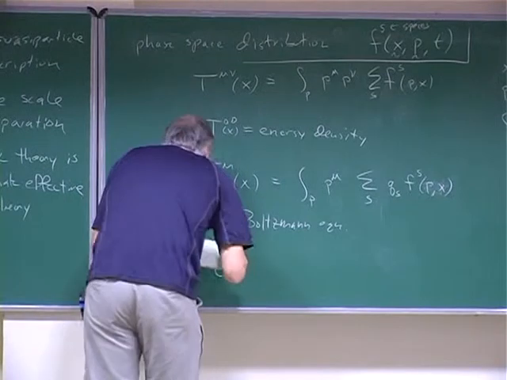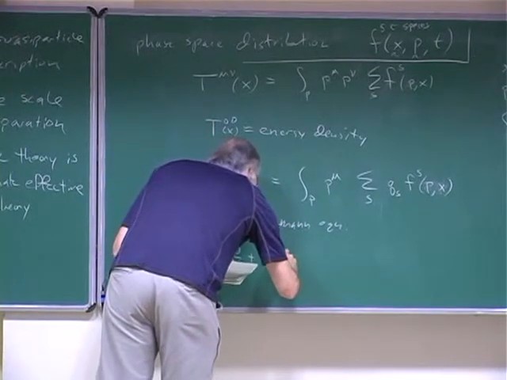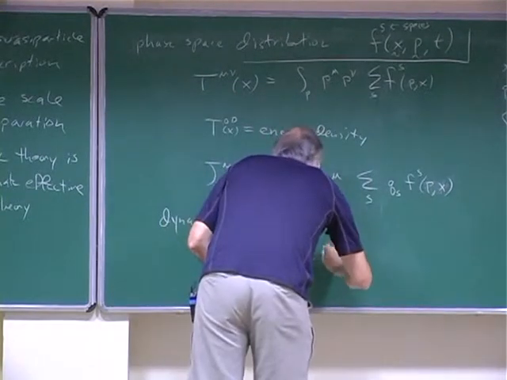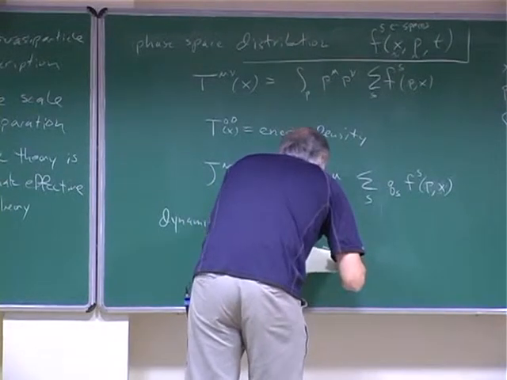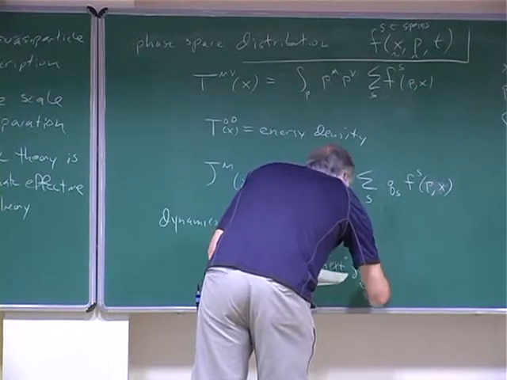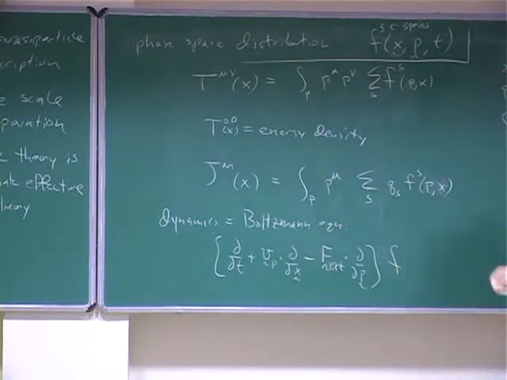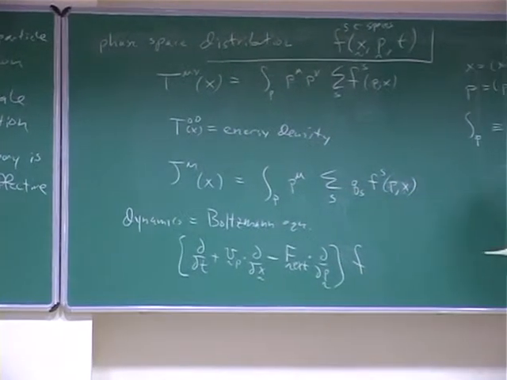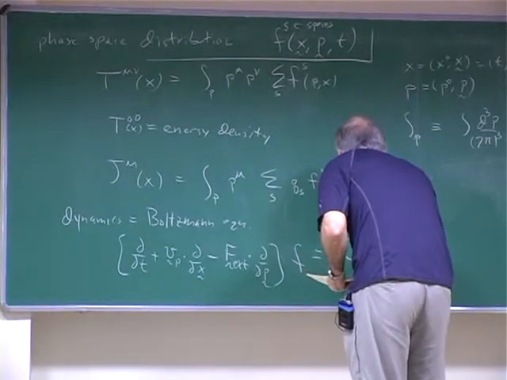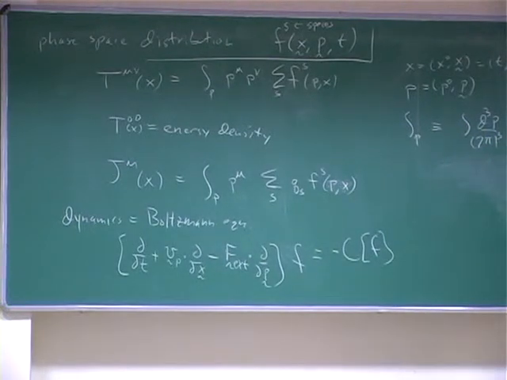Which I can write as a term like this. Maybe you'll have some external force you want to turn on, that may or may not be there. In any case, this linear differential operator acts on the distribution function and equals some ugly right-hand side, which I will just write schematically as a collision term.